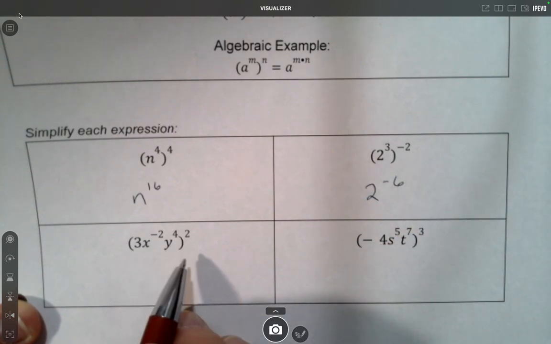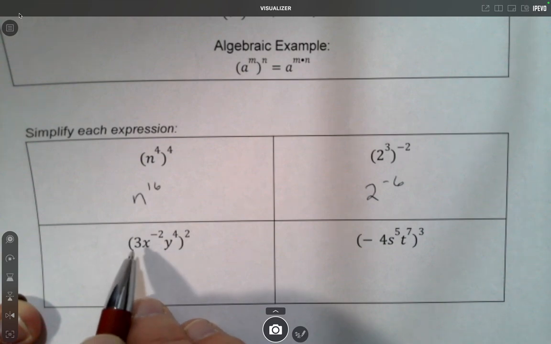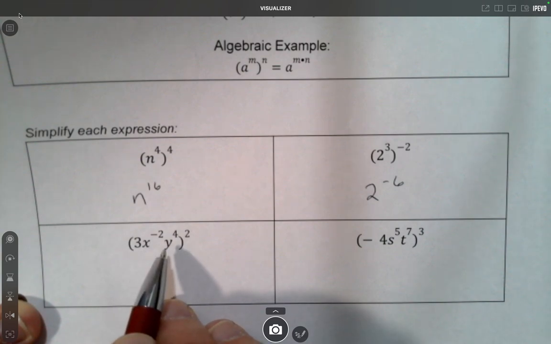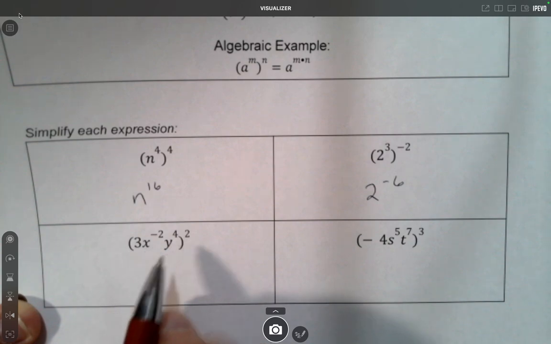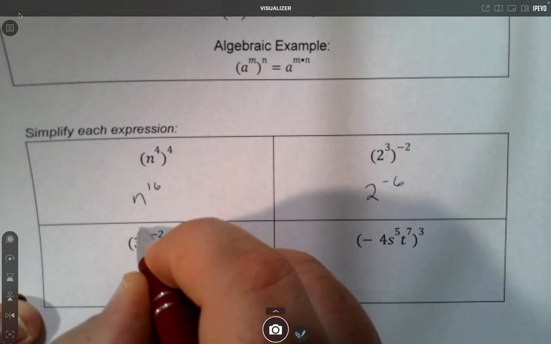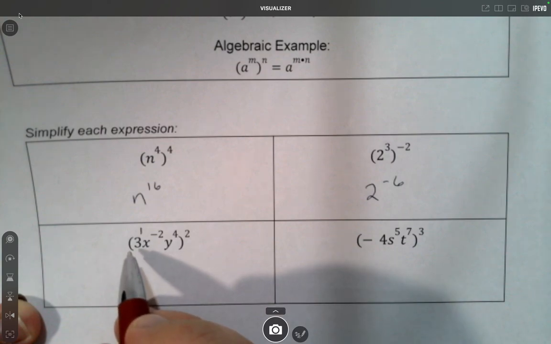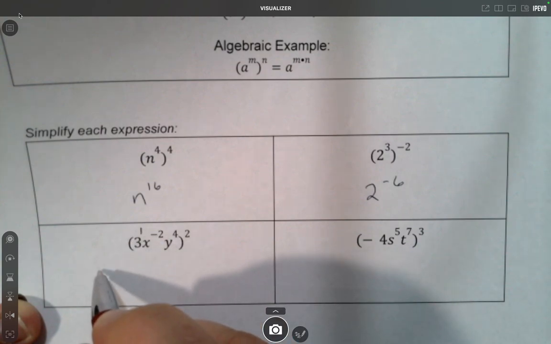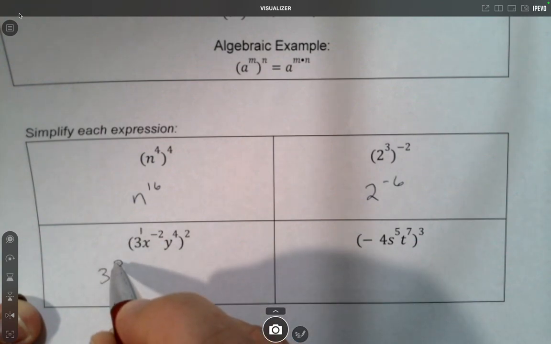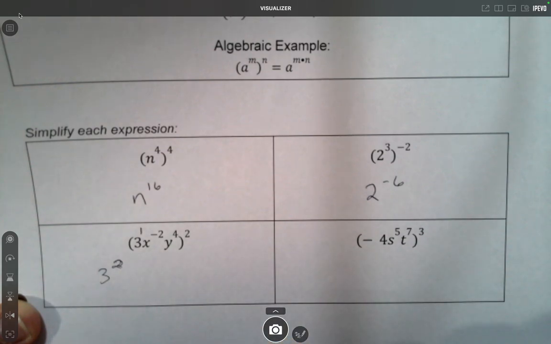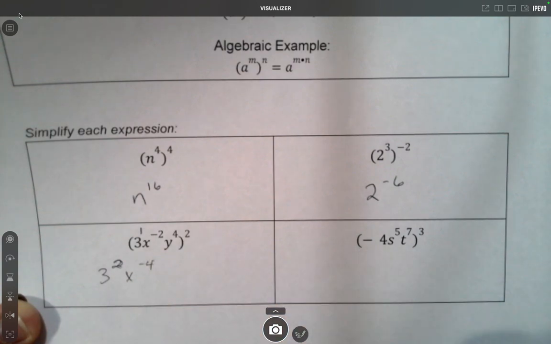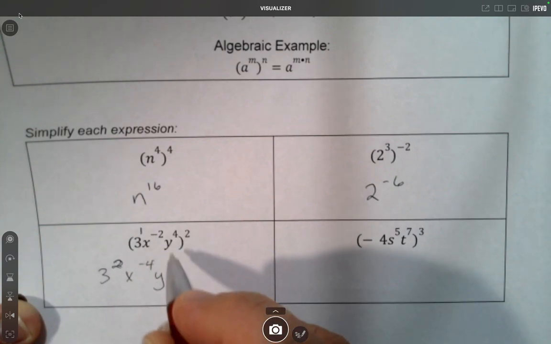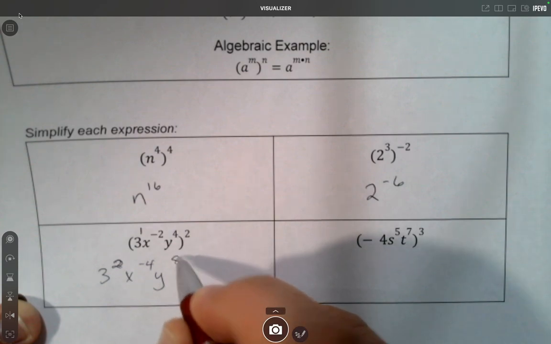Okay, now with these, make sure you do this to every single term inside the parentheses. There's 3 terms here. There's a 3, an x, and a y. So if it helps, write it to the first power. So for the 3, it's 1 times 2, making it 3 squared. Which if you want to write 9, feel free. Negative 2 times 2 is negative 4. 4 times 2 is 8.